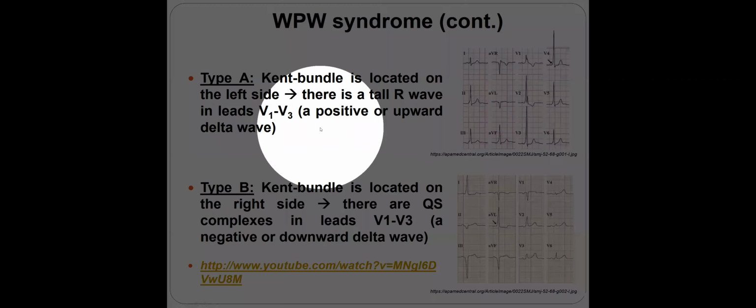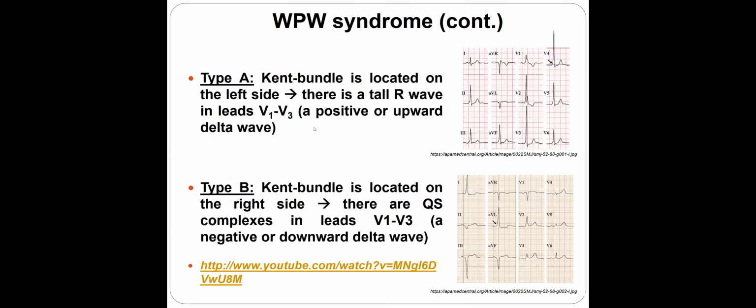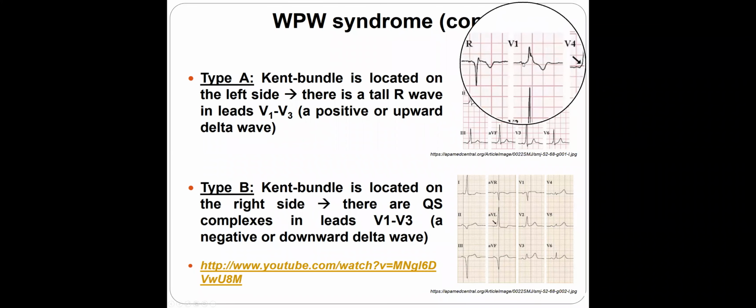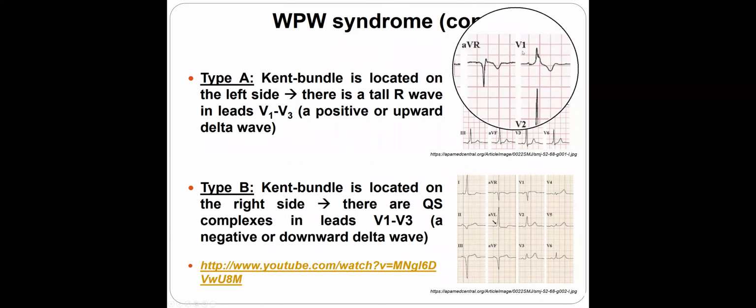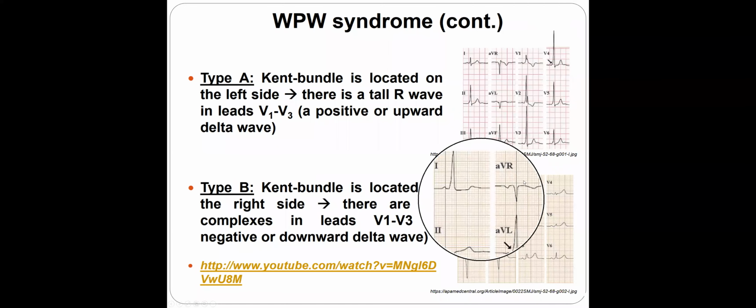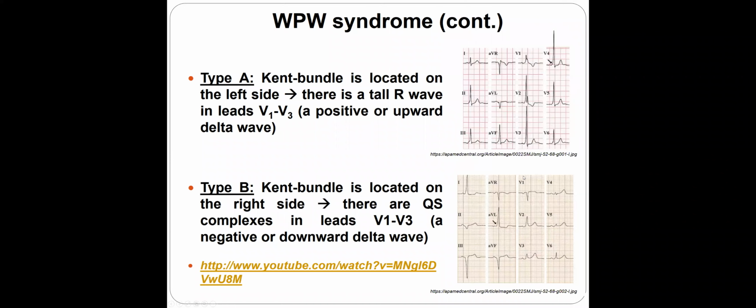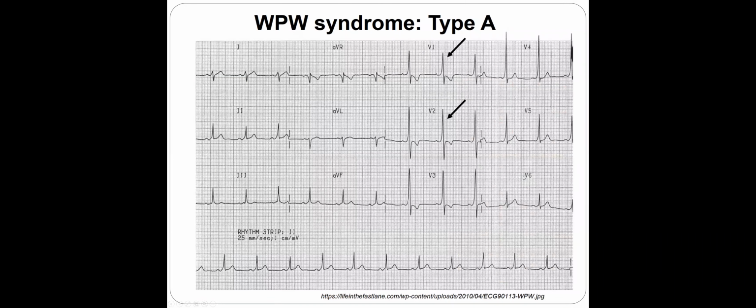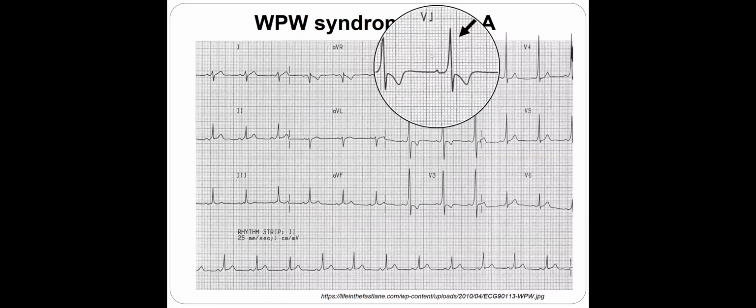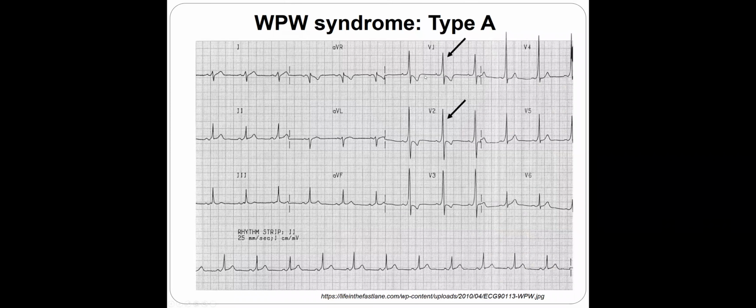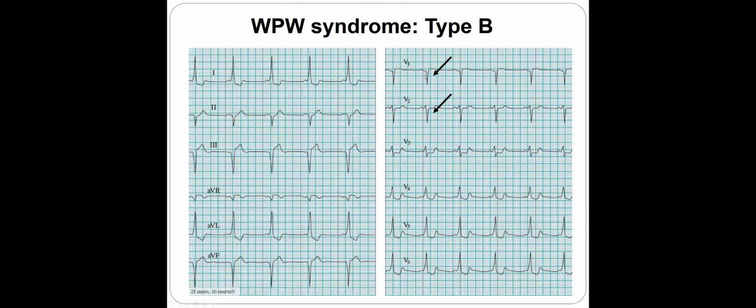Now, to diagnose, look at V1. If you do see a positive wave, that means it's an A type. And if you see the negative one, that's a B type. This is what you have to look at. See, for example, here you do see the A type and the following one, that should be the B type.